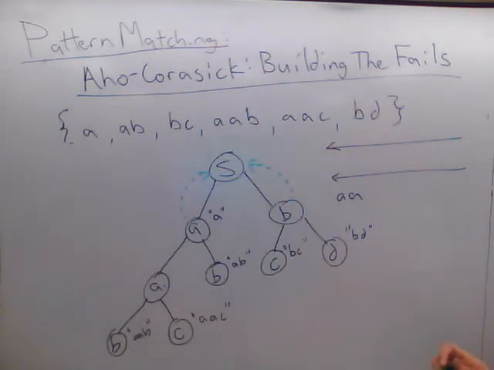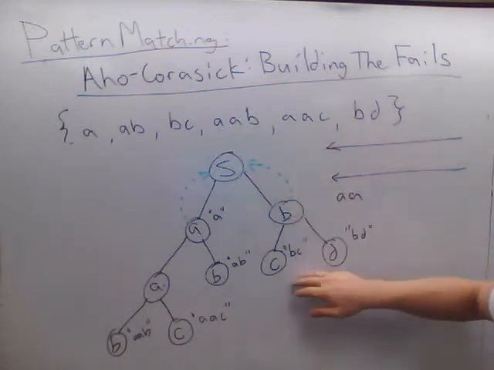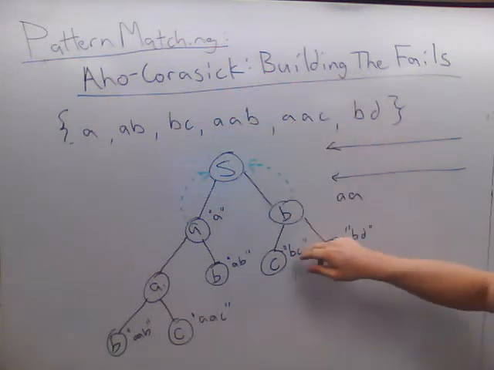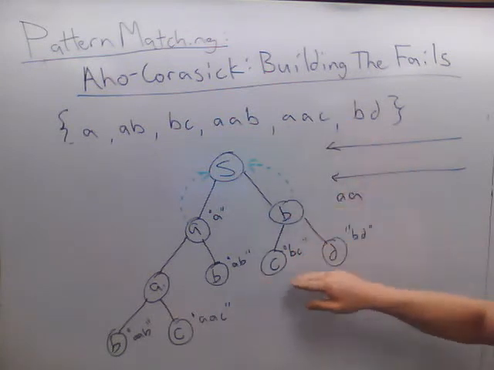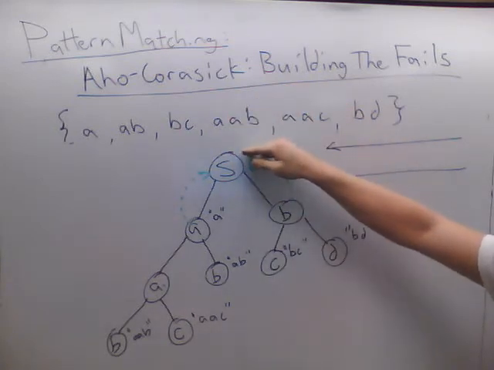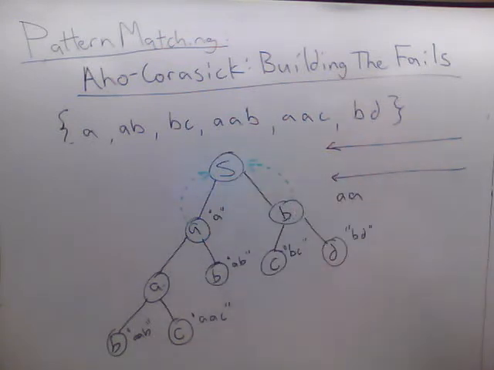And all the fail means is that when we're traversing through the tree and trying to match a character that the node doesn't have a child for, it's going to fail to its fail node, and then that node is going to try to match the next character.